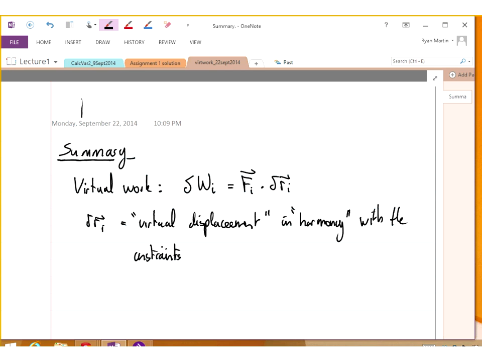The true displacement is the displacement that the object will follow as a function of time. So that's dr. Delta r is a virtual displacement. It's without the passage of time. It allows us to disturb the system in a way that eventually allows us to understand what is allowed and then get equations of motion.